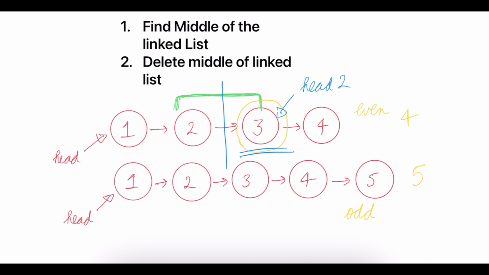For the second example, as we know, the length is 5. From this example it's clear that the middle would be node 3, as before node 3 there are two nodes, and after node 3 there are two nodes. So here it's straightforward that node 3 should be the middle of the linked list.